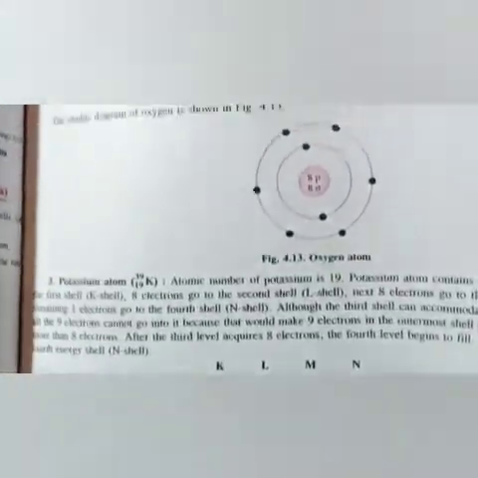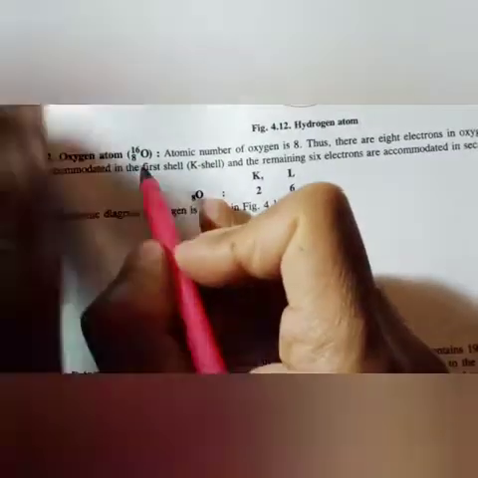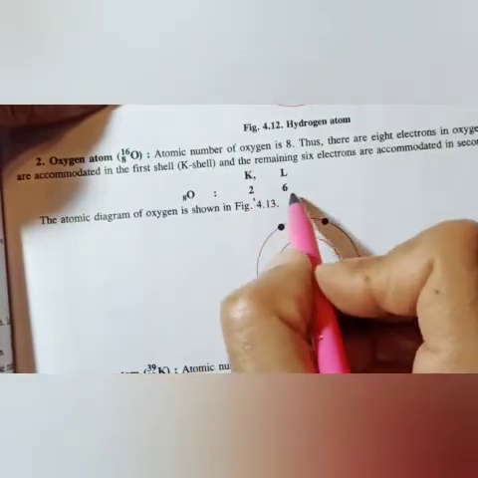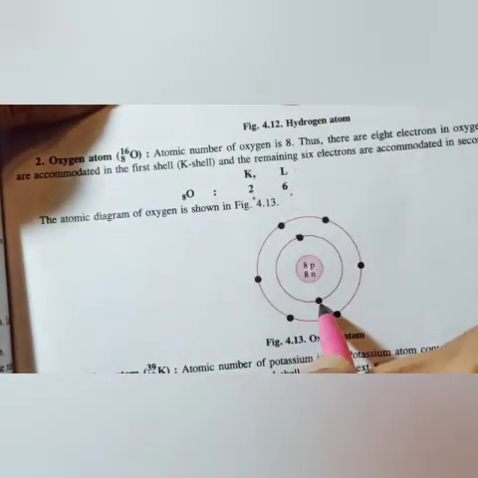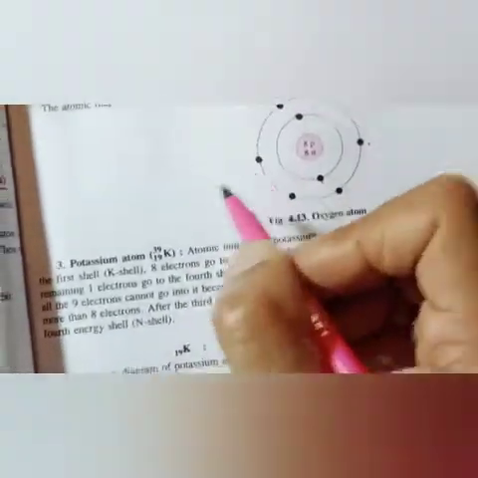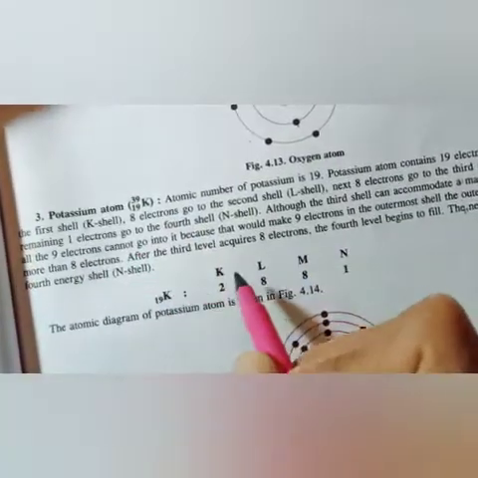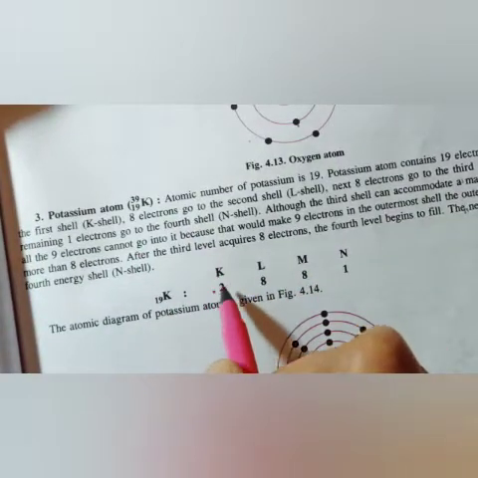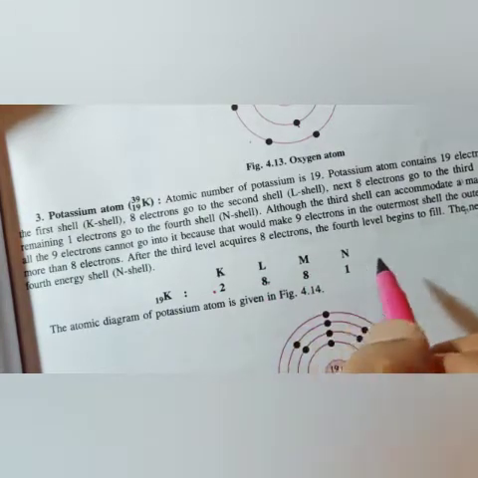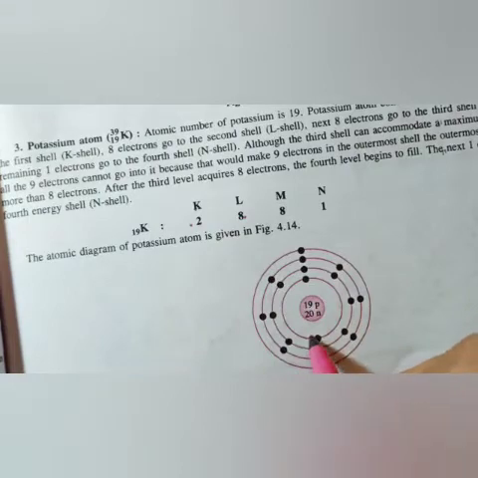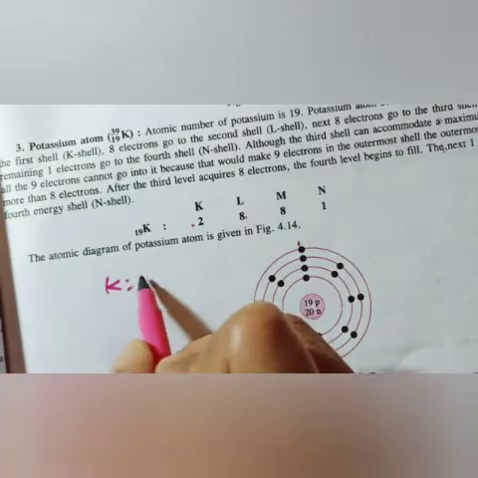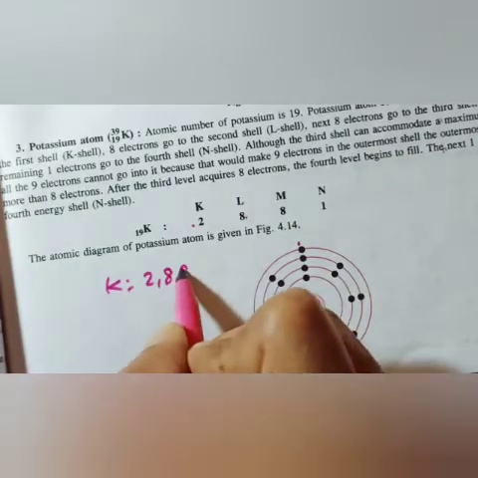Similarly, if I take the example of oxygen, oxygen has 8 electrons. And how are the 8 electrons distributed? 2 in K, 6 in L. So we will draw 2 in K, 6 in L. Okay, and if we talk about potassium, there are 19 electrons. So we will distribute like this: K 2, L 8, M 8, N 1. 2, 8, 8, then 1. So it means that 2 8 8 1 is the configuration. So the potassium configuration will be 2 8 8 1.